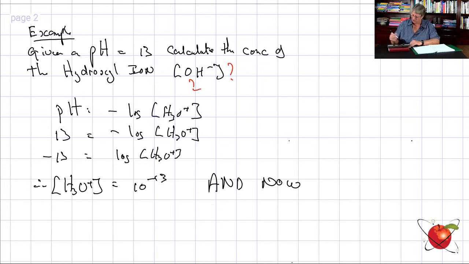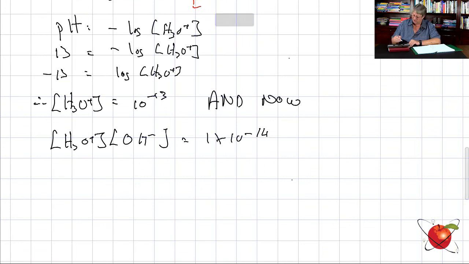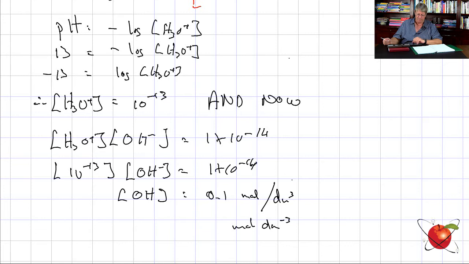So we know that the concentration of H3O+ times the concentration of OH- is equal to 1 times 10^-14. Therefore, you can now say that with 10^-13 for the H3O+, the concentration of OH- must equal 1 times 10^-14 divided by that. Therefore, we come out with a concentration of OH- equal to 0.1 moles per cubic decimeter, or mol dm^-3, like so. Okay?